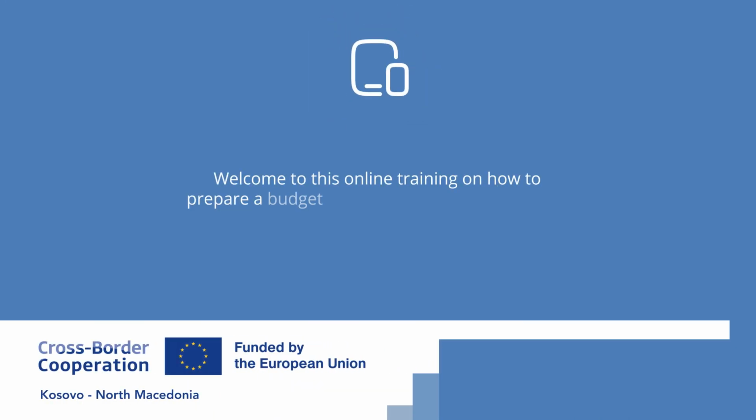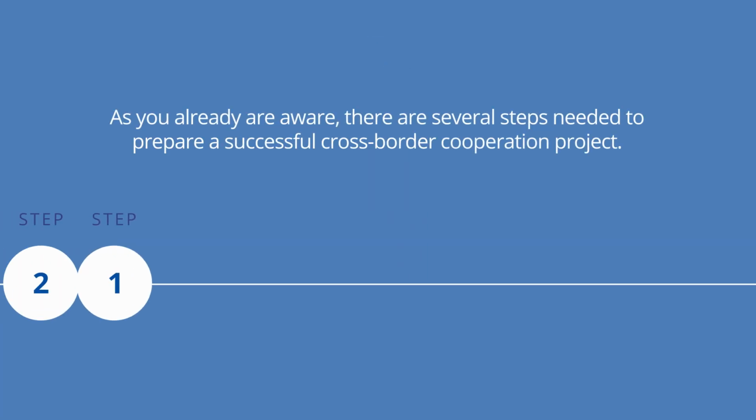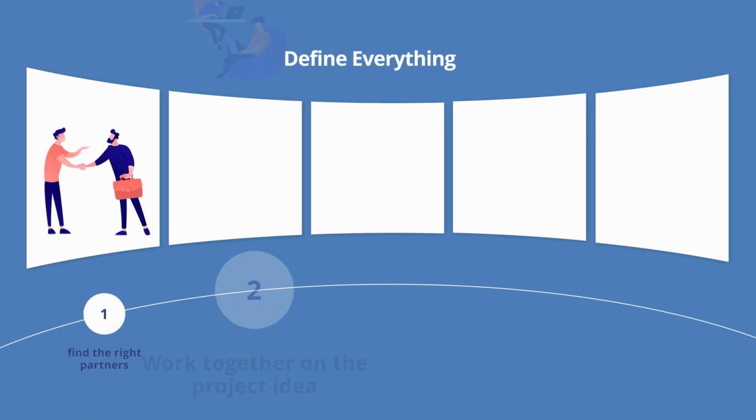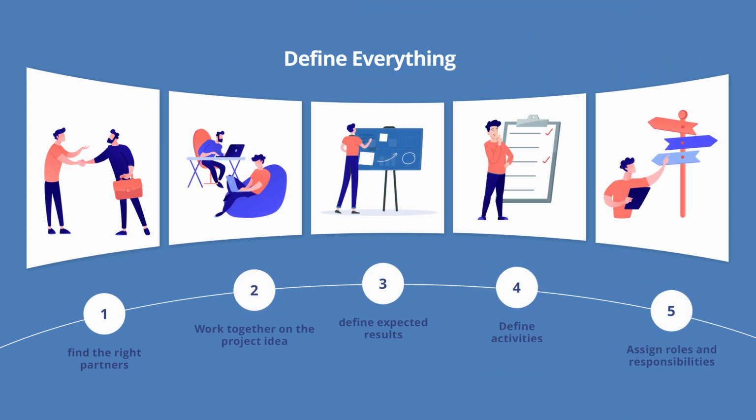Welcome to this online training on how to prepare a budget for a cross-border cooperation project between Kosovo and North Macedonia. As you already are aware, there are several steps needed to prepare a successful cross-border cooperation project. These steps include finding the right partners and working together on the project idea, defining expected results and activities, and assigning the roles and responsibilities of the partners.